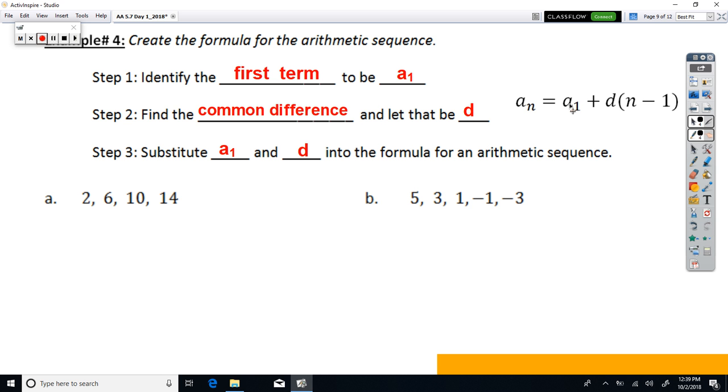And again, you get this formula sheet on your quiz, so you don't have to memorize it, but you do need to know what everything stands for. And if you want, you could write it on your formula sheet. So first of all, looking at our problem here, we can see easily that the first term is 2, so that's a sub 1.